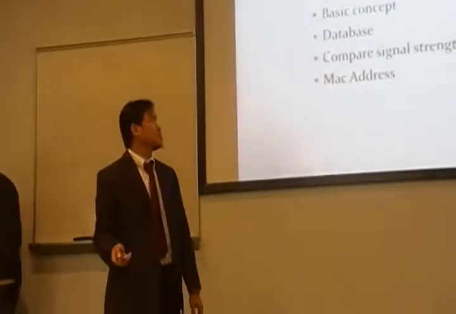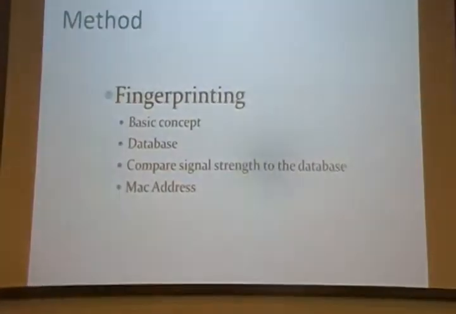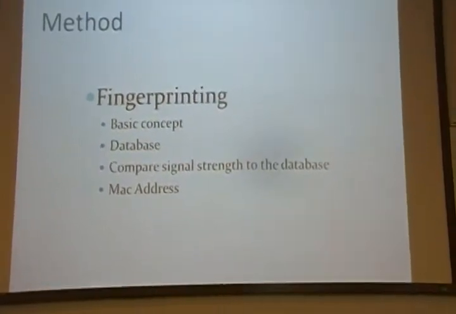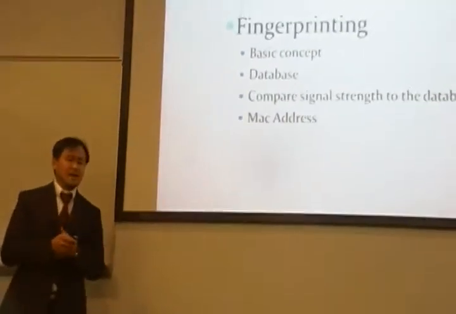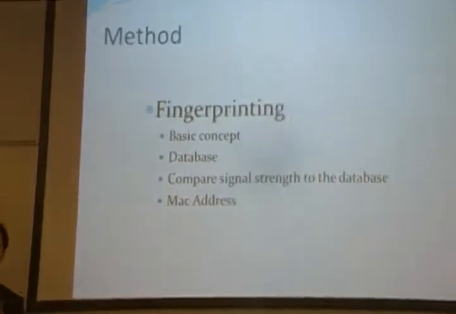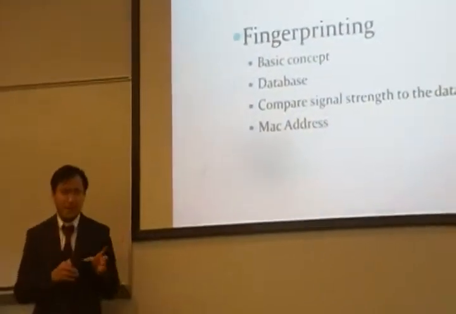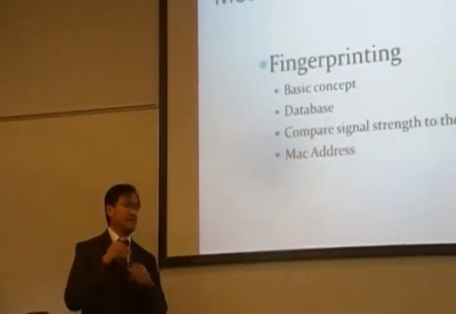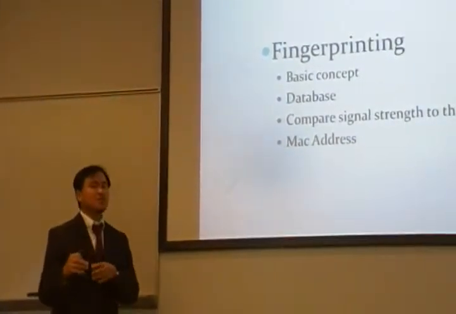We use a fingerprinting method to locate the user. The idea of the fingerprinting method is that first you have to collect the database, and then we use NetSampler to compare all the database that you collected, making a comparison. From that comparison, if it's a match, we can find the location of the user.